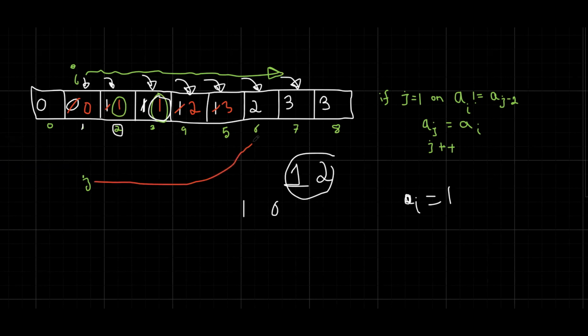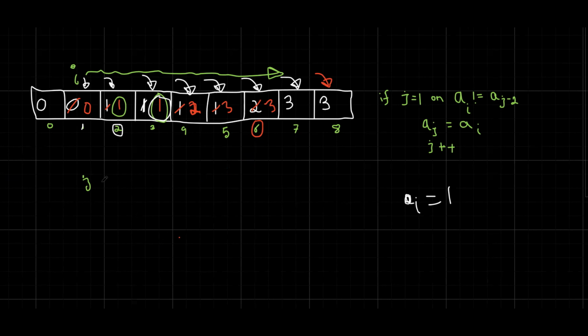So currently our j is pointing to this element. Now our current I is pointing to the last element 3, which is not equal to the j minus 2. That means 6 minus 2, which is the fourth element, which is 2. So here we can say that 3 is not equal to 2. So we can put 3 in the jth index. After that, we have to increment our j pointer.